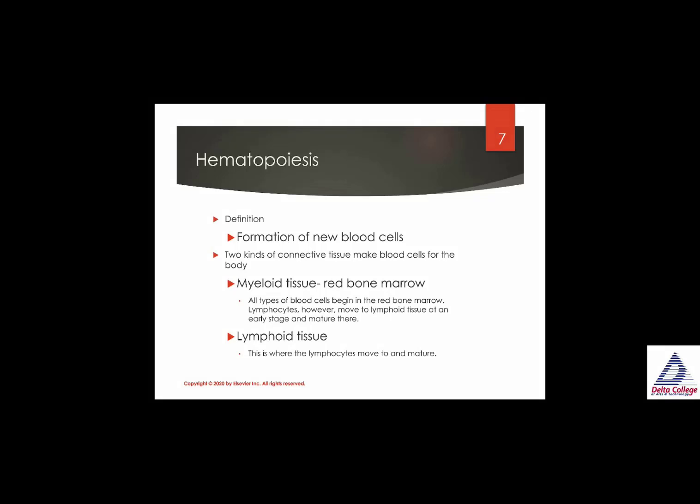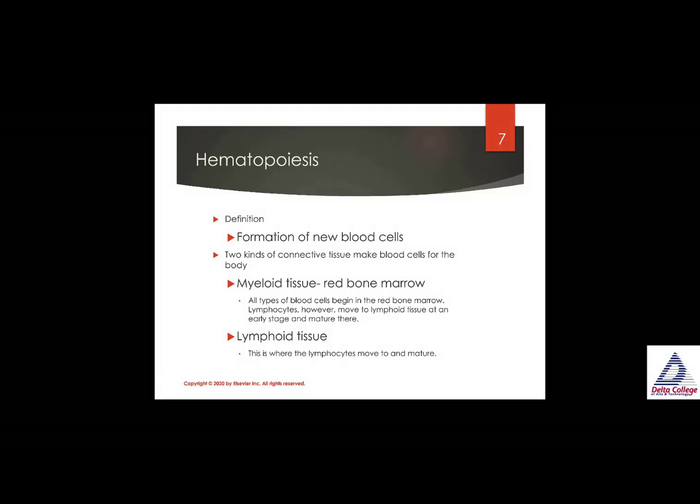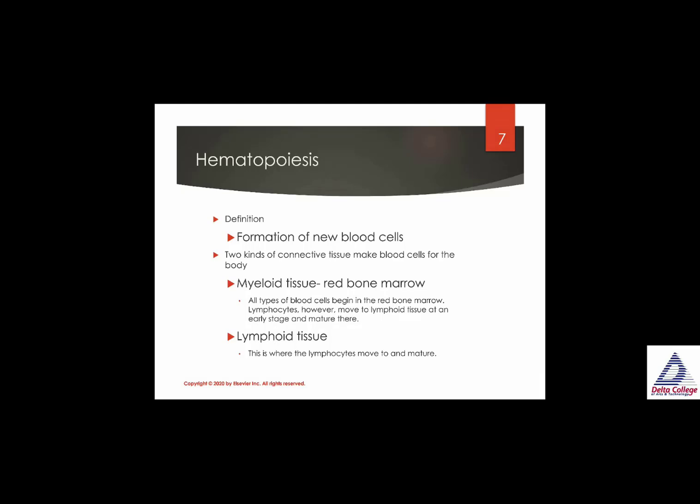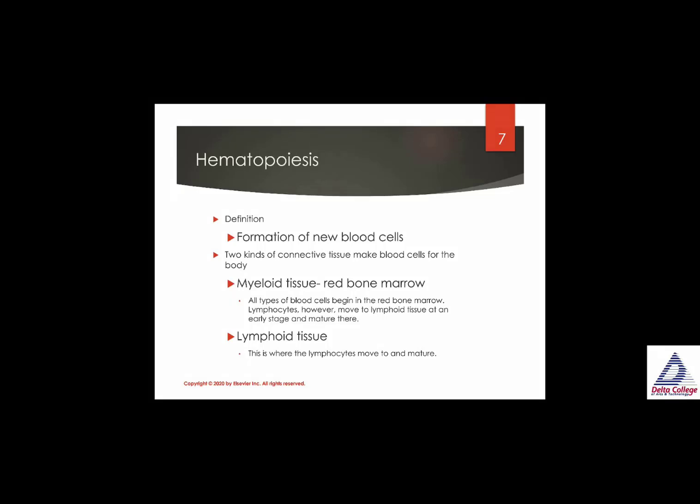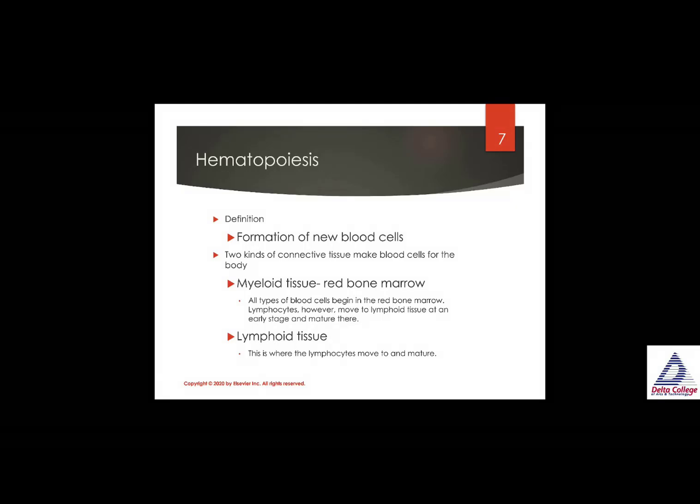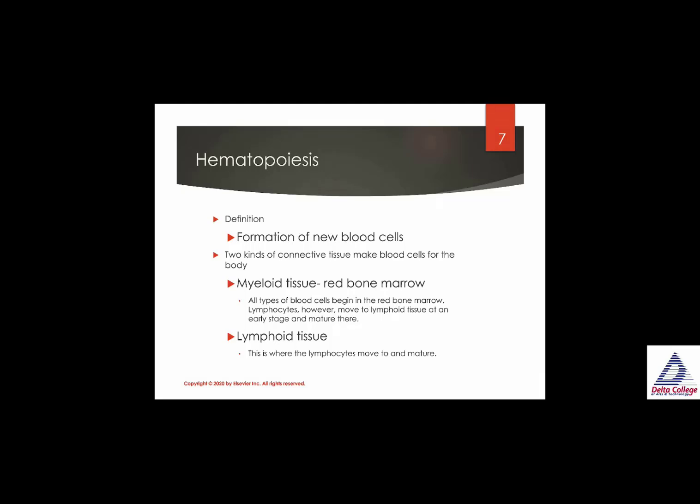Now, hematopoiesis, this is the formation of new blood cells. There are two kinds of connective tissue that make blood cells for the body. We have myeloid tissue and lymphoid. Myeloid tissue is the red bone marrow that we've talked about a few times before. All types of blood cells begin in the red bone marrow. Lymphocytes, however, move very early on in the stage to the lymphoid tissue and mature there. So the lymphoid tissue is where the lymphocytes move to and mature.